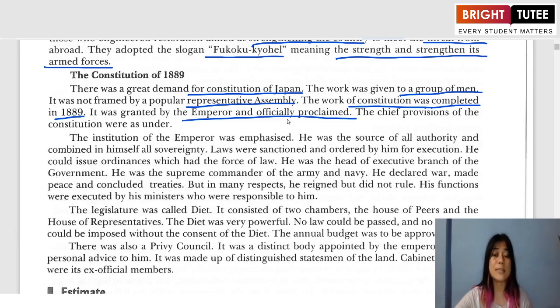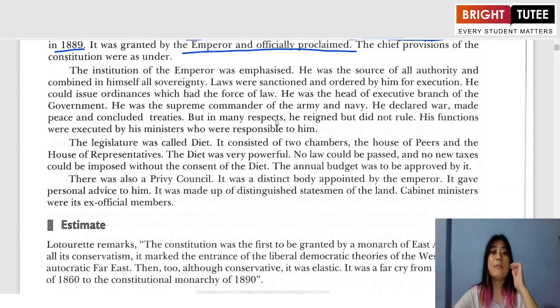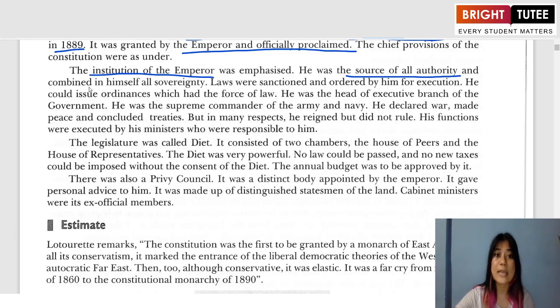So now we'll look at the provisions of the constitution. What did the constitution say? What would the government of Japan be like? Now the constitution emphasized the institution of the emperor. What did it say about the emperor? The emperor was to be the source of all authority and combined in himself all sovereignty. So now the emperor was in charge of everything in Japan. It gave him all authority to govern, rule and control Japan.